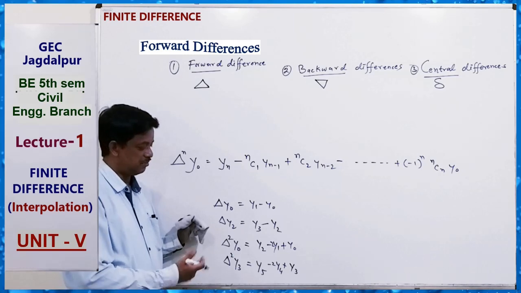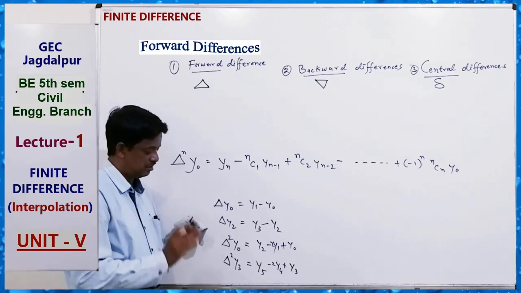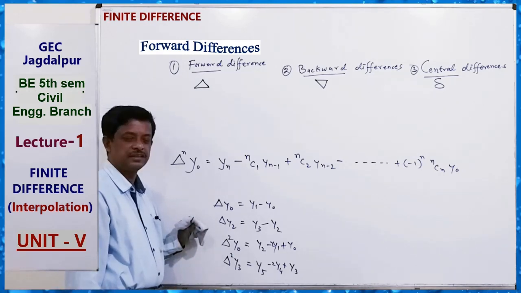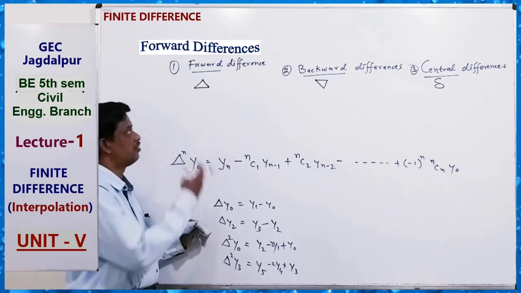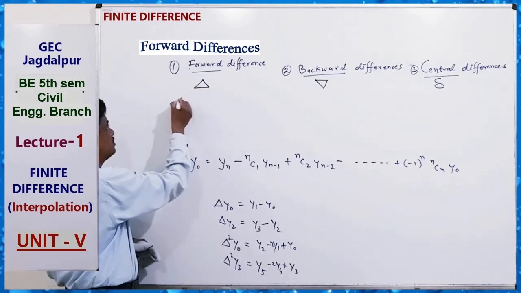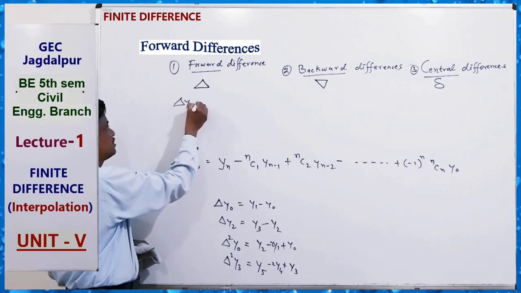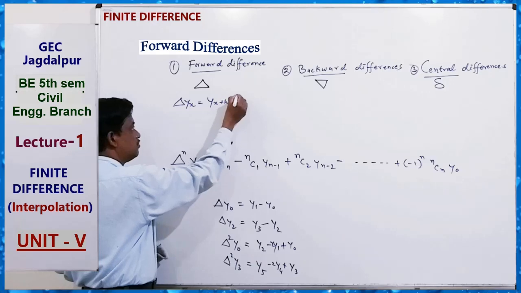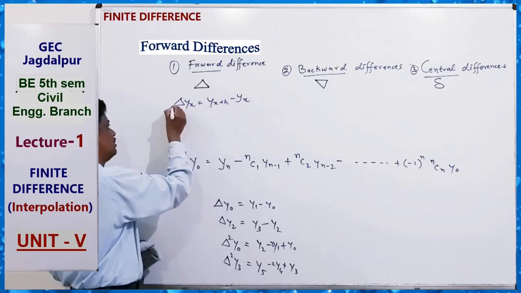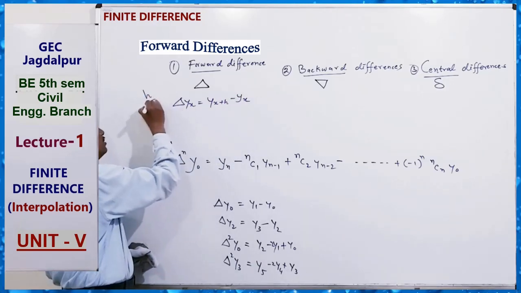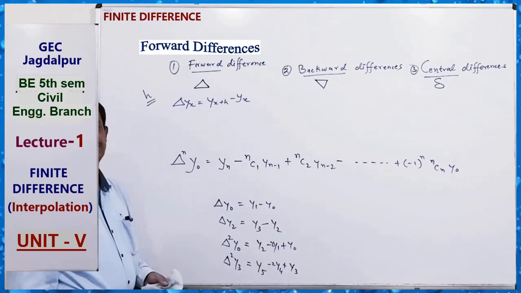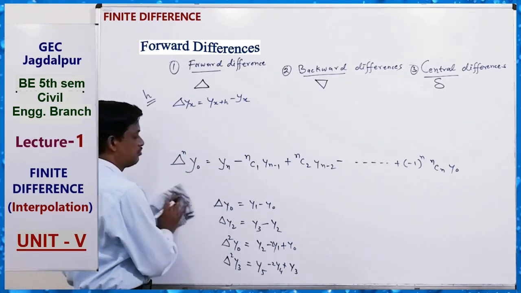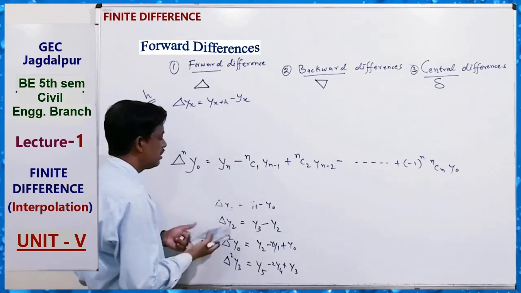Okay, so writing method, different order of differences of a function we can write like this. This is the forward difference: Δy(x) equals y(x plus h) minus y(x). This is the definition. h is the interval of differencing, the same interval. The values of the function are at the same interval.